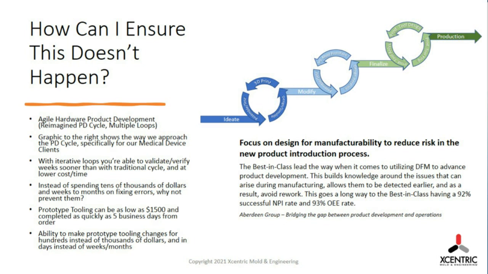You can test surface finishes. You can test the actual tolerances and the dimensions that you've accounted for in your design and make sure they all fit and function together correctly. So at that modify stage, again, adding in that prototype tooling stage allows you to find those problems before you move up to finalize and go on to production, right?